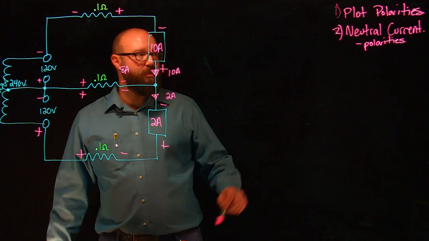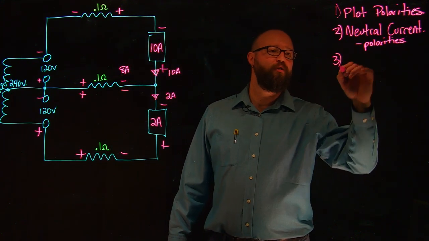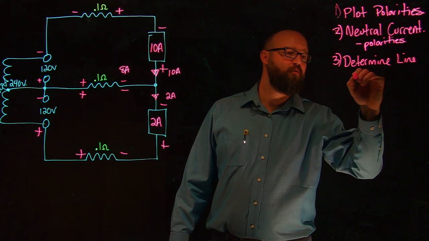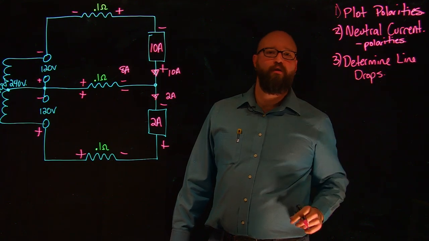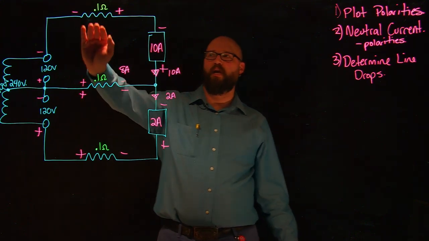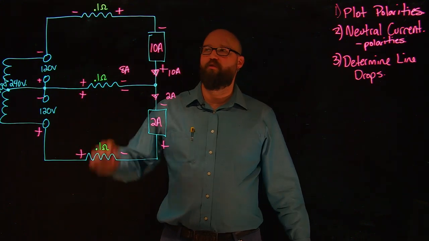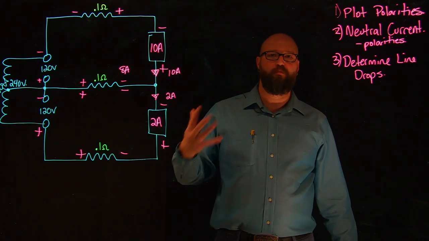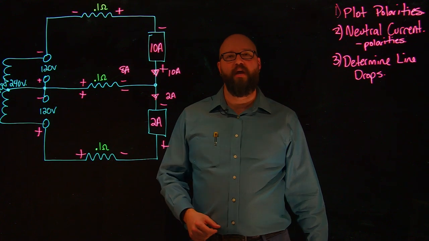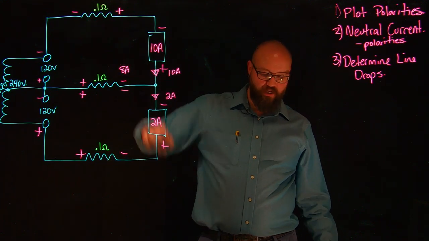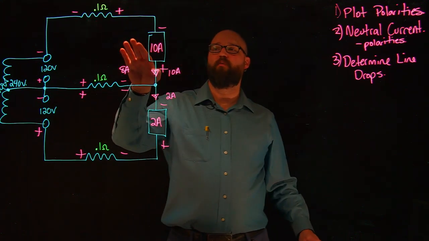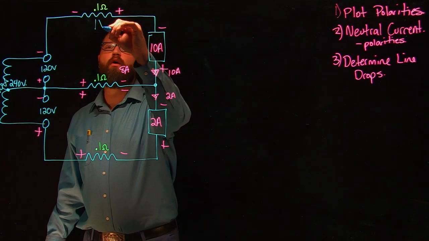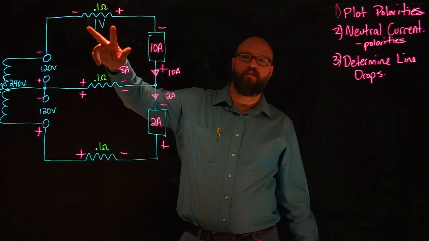Okay? So now we're at step 3. We're going to determine our line drops. Now, our line resistance in this circuit is just represented by a resistor of 0.1 ohms, same with our neutral and same with our line 2 as well. But this would just be the resistance on a conductor due to its physical length. Okay, so if we have 0.1 ohms here, and we know at this point we also have 10 amps flowing through this portion of the circuit, we can determine that we have 1 volt drop on this conductor.